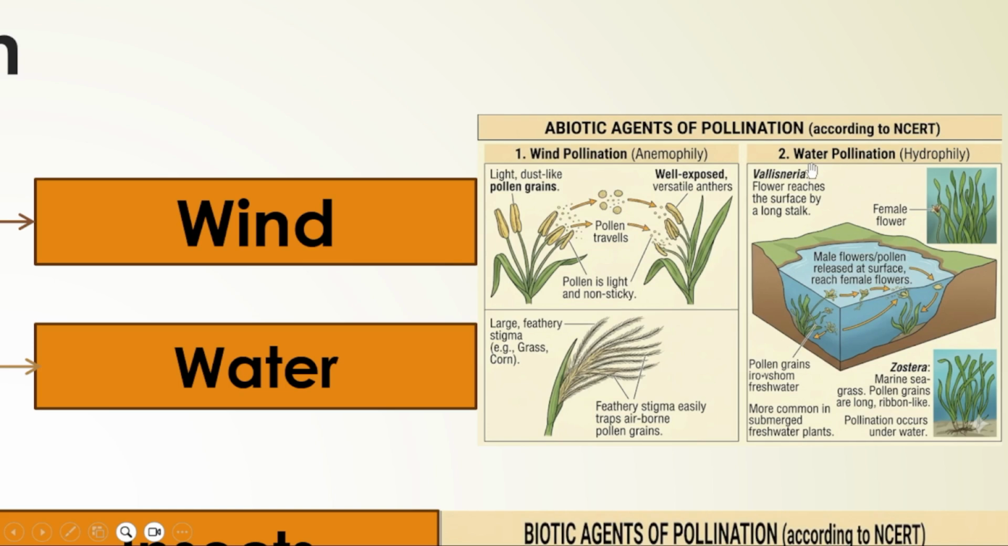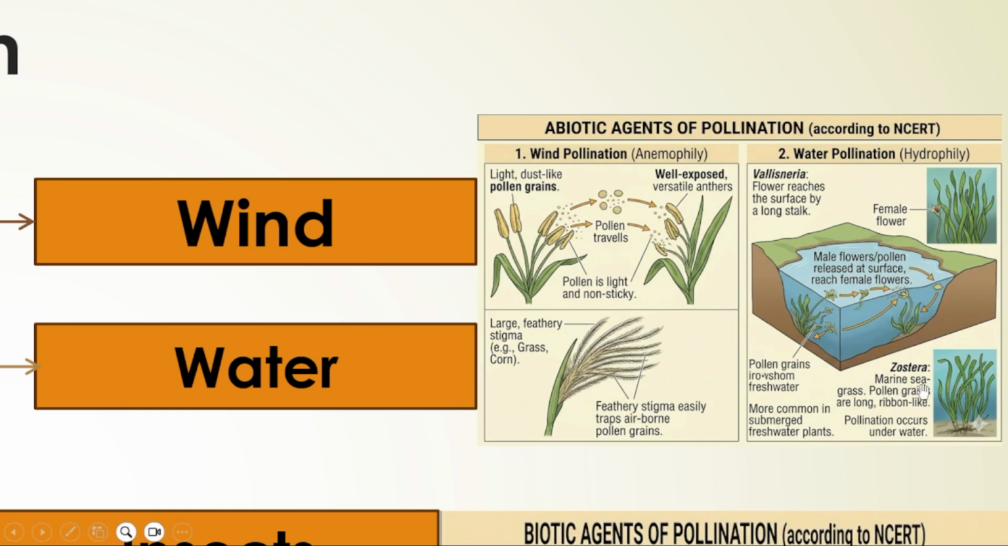When we talk about water pollination, the best example is Vallisneria. I will explain Vallisneria pollination very clearly later; just a brief explanation here. Flowers reach the surface by a long stalk. See, this is the flower, the female flower. It will reach the surface of the water. Then the male flowers release pollen at the surface, and the pollen grains flow towards the female flower to do pollination.